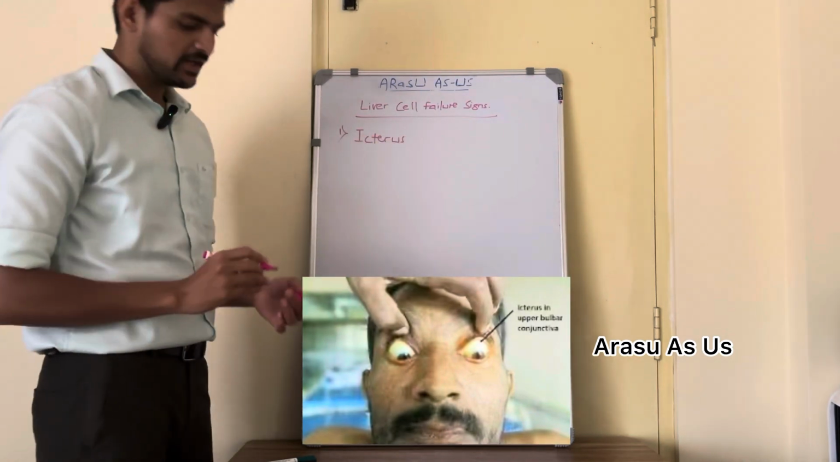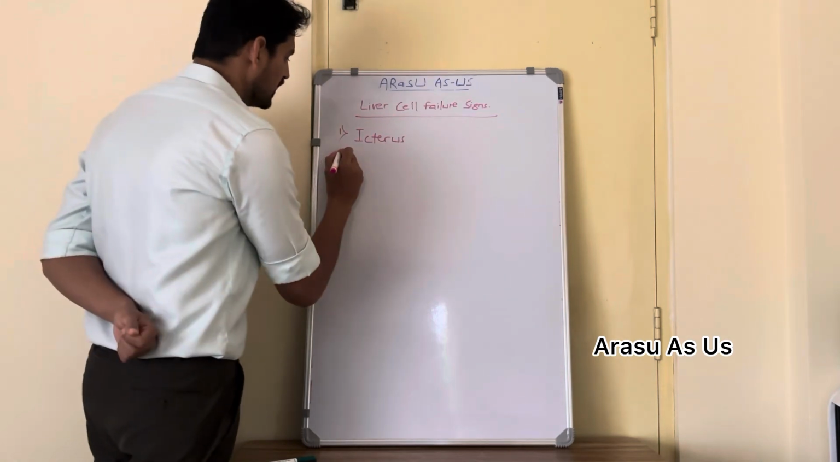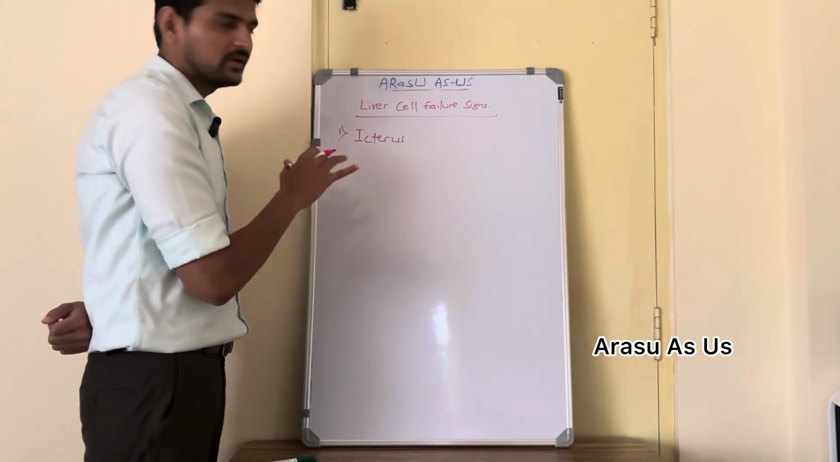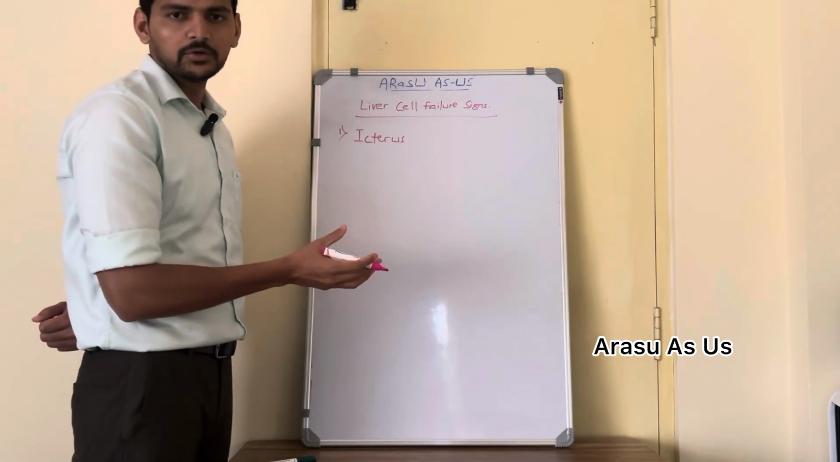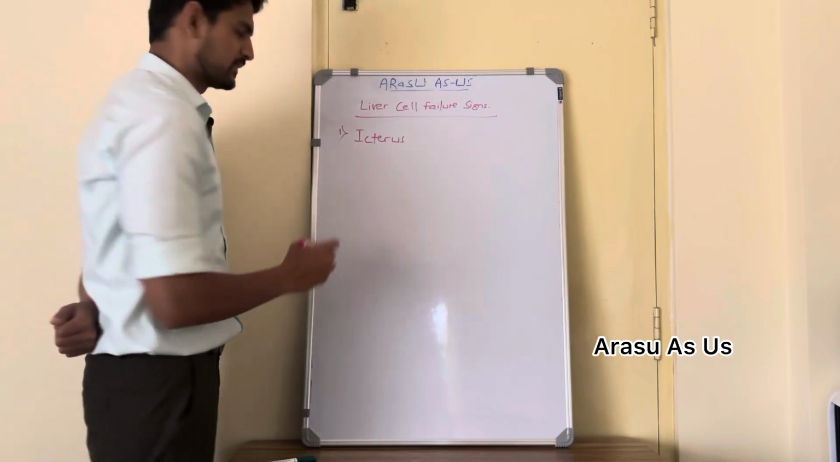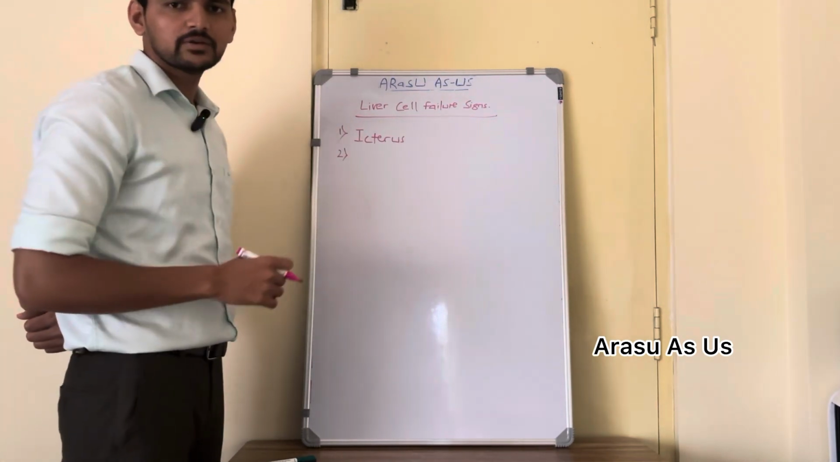So icterus is considered a sign of liver cell failure. This is the first one, and you know the mechanism also. Increased bilirubin because of parenchymal liver disease, or sometimes even due to some obstructive causes in liver disease itself, can lead to icterus. Then in the face, the second sign will be parotid swelling.